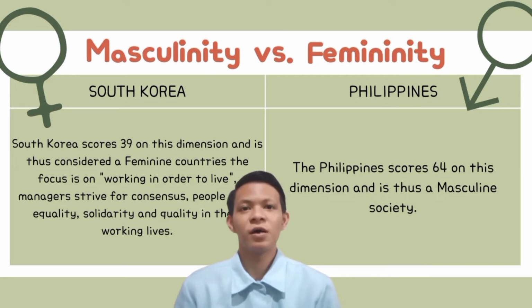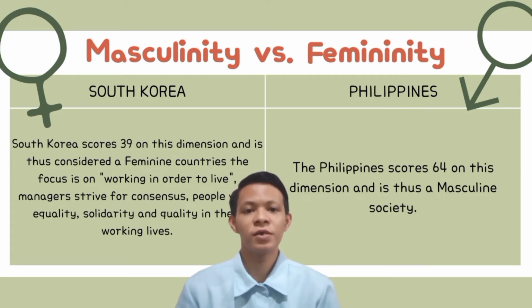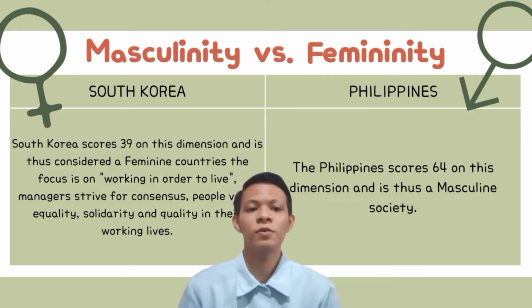The Philippines scored 64 on this dimension, and is thus a masculine society. In masculine countries, people live in order to work. Managers are expected to be decisive and assertive. The emphasis is on equity, competition, and performance, and conflicts are resolved by fighting them out.